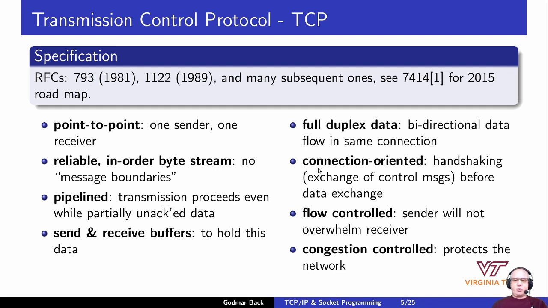TCP is connection oriented. This means that it's not possible for a TCP sender to just start sending data. Rather, a TCP sender needs to first establish a connection through a process which is called a handshake. It's an exchange of control messages where the client that initiates a connection sends a request to establish a connection to a server, which responds with an acknowledgement, and then a third message is sent to establish this connection. This connection establishment is required before data can be sent.